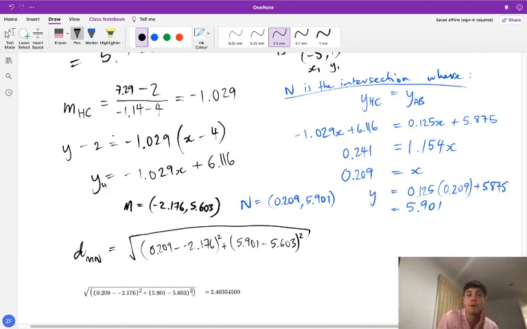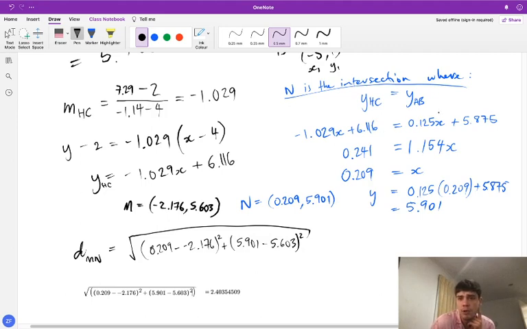So pretty much I found the gradient of H to C, and I found that was negative 1.029. I then found the line of YHC using this formula with the gradient and one of the points, the easier of the points. So I found the equation of this line. And then I figured out that N is going to be the intersection where YHC equals YAB. We found YAB before. So I set them equal to each other. I did some algebra. I'm just going to show you quickly what I did here.